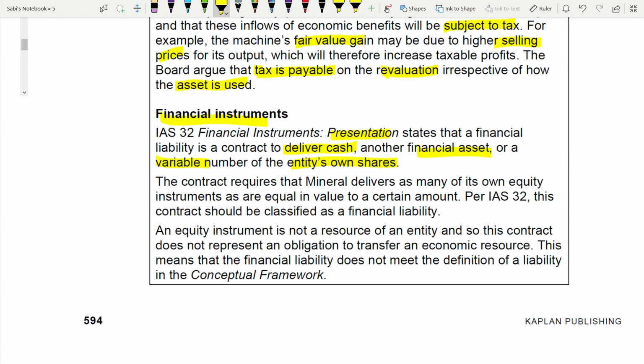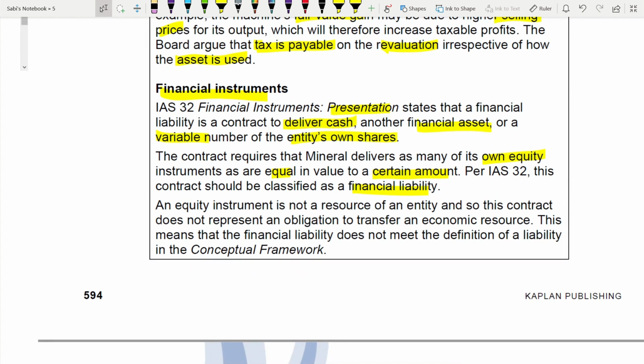Here they're talking about whether, if you have to transfer a variable number of the entity's own shares, then it's a financial liability. So in this case, what does the contract say? They say the entity must deliver as many of its own equity instruments as are equal in value to a certain amount. So they have to give up their own equity instruments that are equal to some value. So according to IAS 32, it should be classified as a financial liability, because it meets the definition: a certain amount of shares you have to give. Okay, let us go there again.